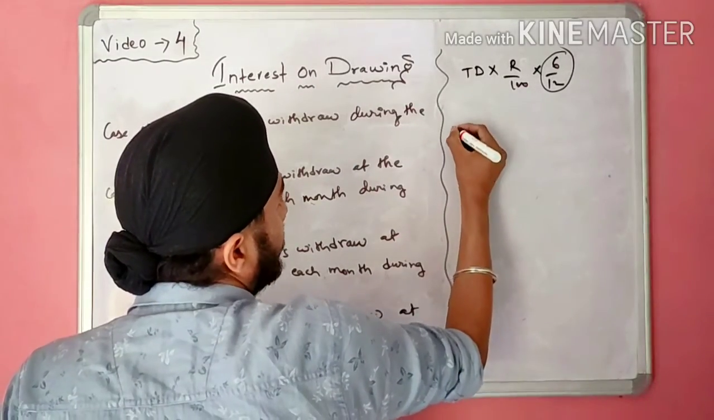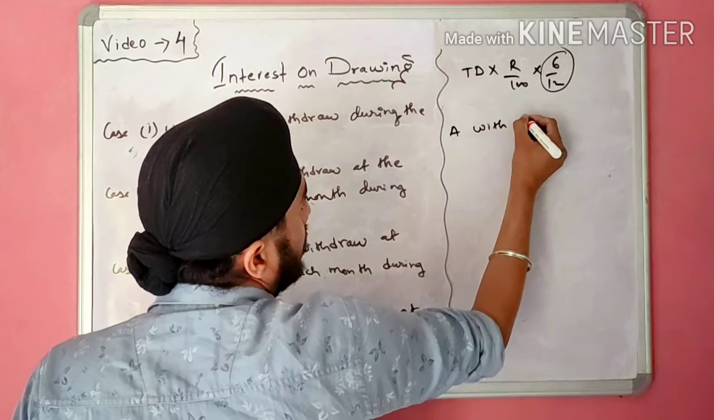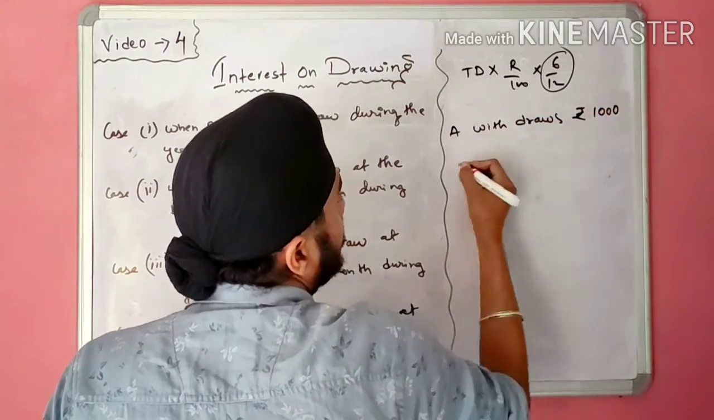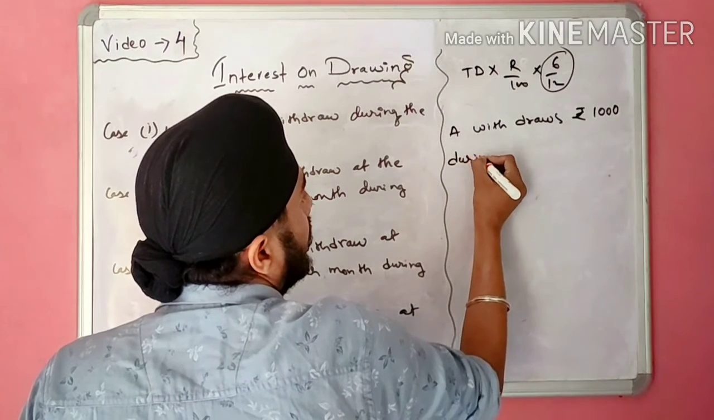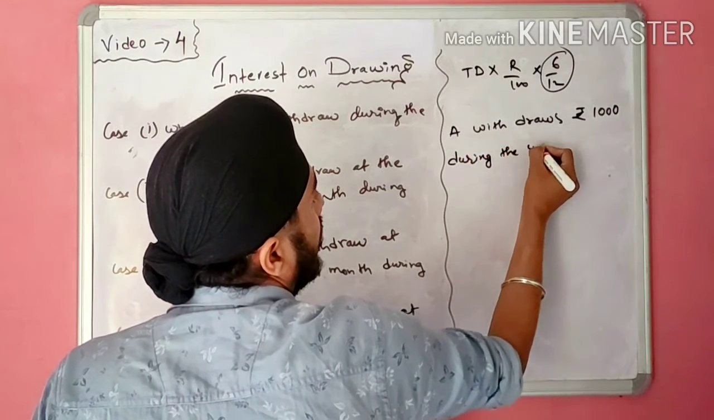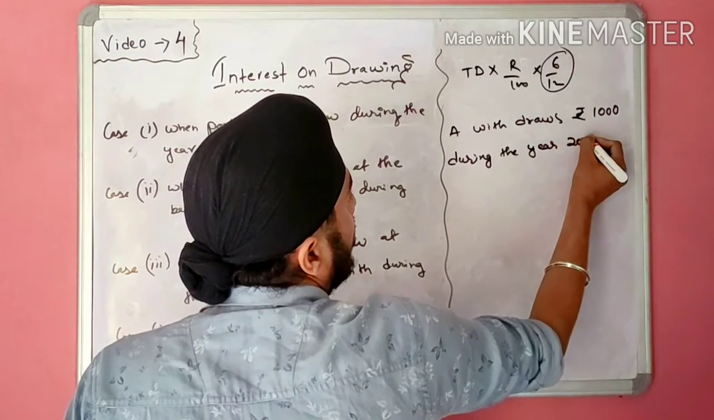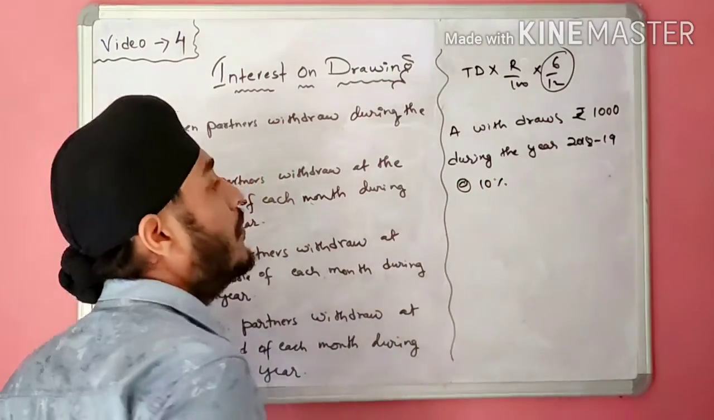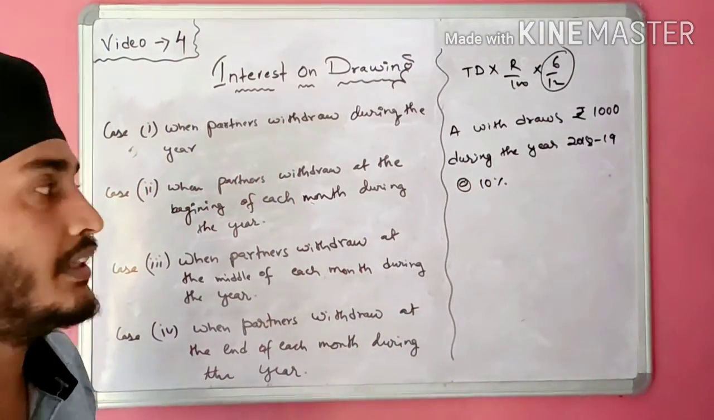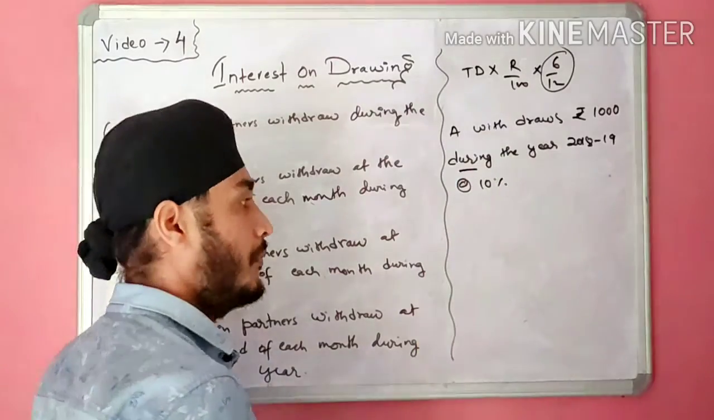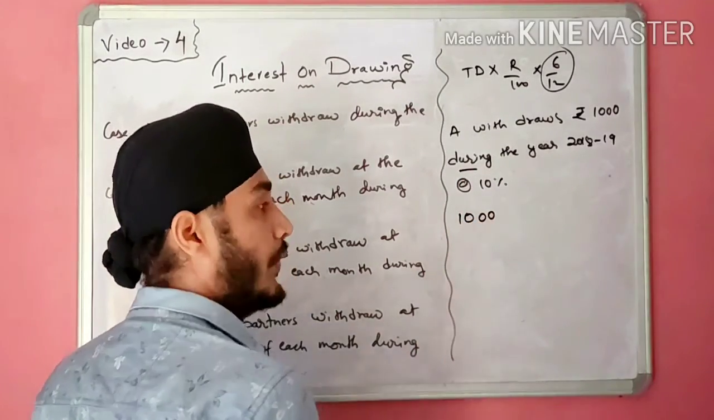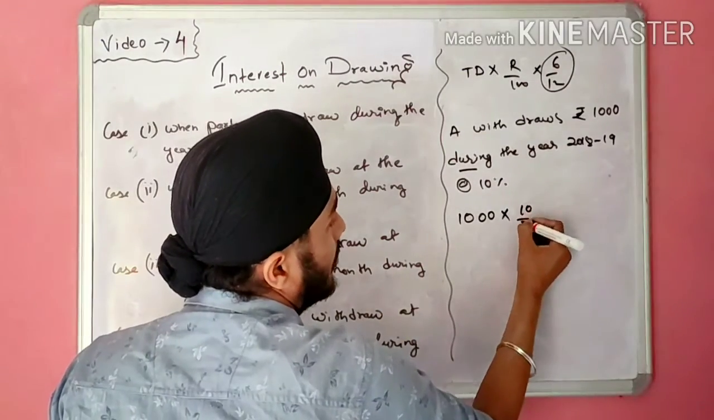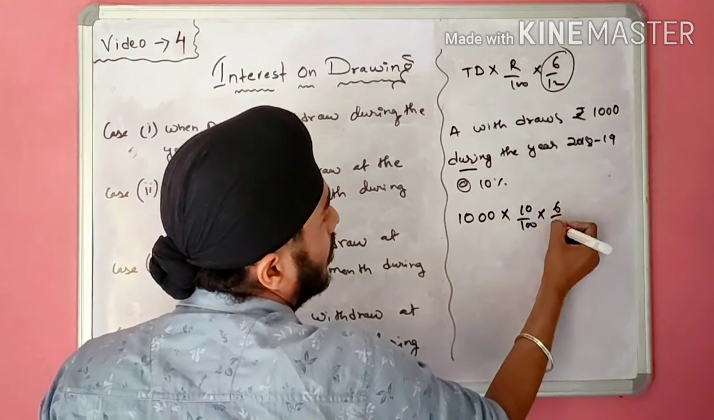Let's take one example. A withdraws rupees 1000 during the year 2018-19 at the rate of 10% interest. Now how to calculate this? During the year means we withdraw 1000 during the year. Total drawing will be 1000. Rate is 10% into time period will be 6 by 12.